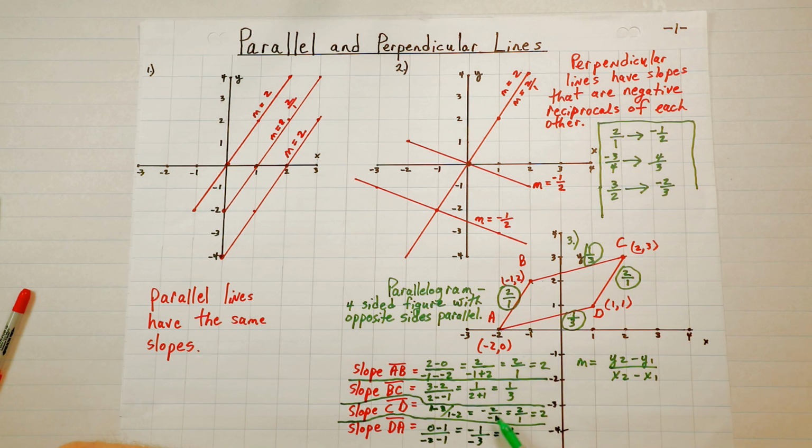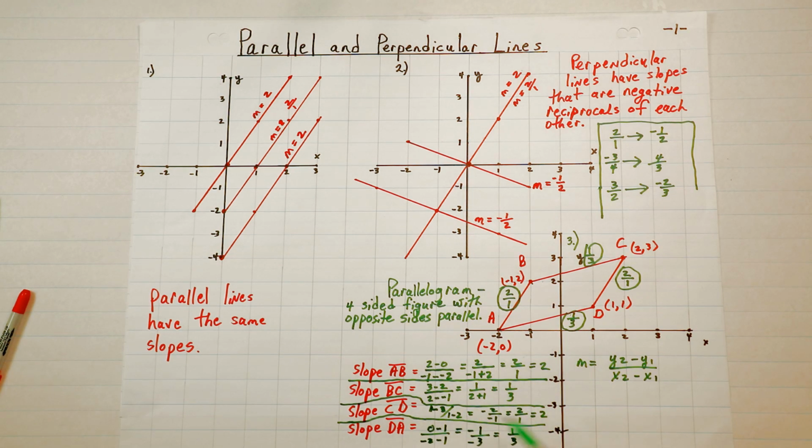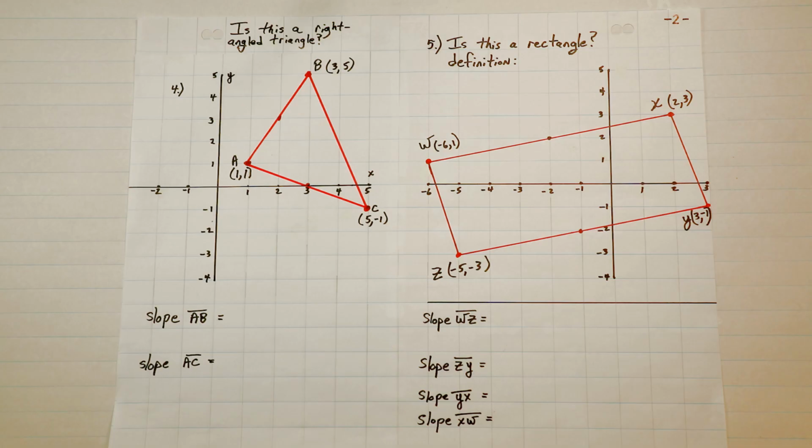It's so easy to make a mistake when you're calculating slopes. You have to be so careful, especially when you have double negatives. Believe me, it's easy to make mistakes. Okay, so that's the first part of the lesson. I'll be right back with part 2.